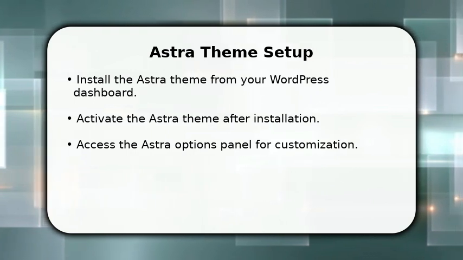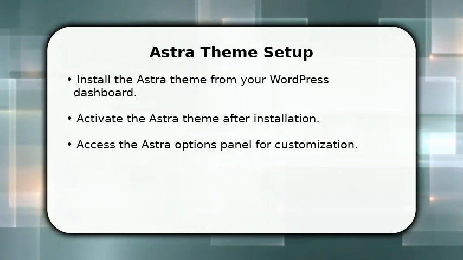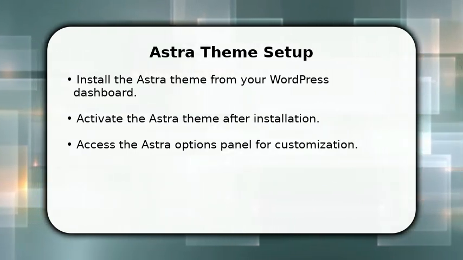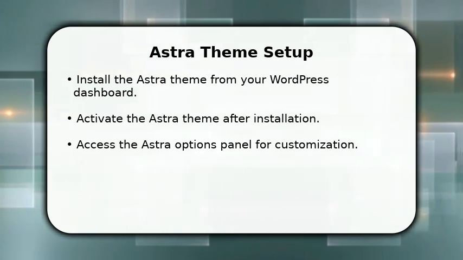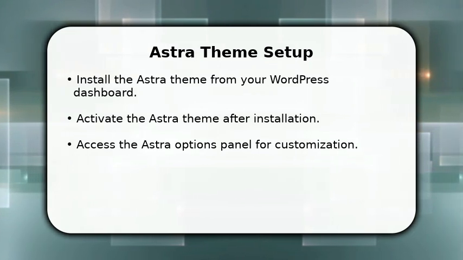Search for Astra and then click Install to begin the process. Once installed, make sure to click Activate to make it your active theme. You can then find its options under Appearance and Astra options to start customizing.